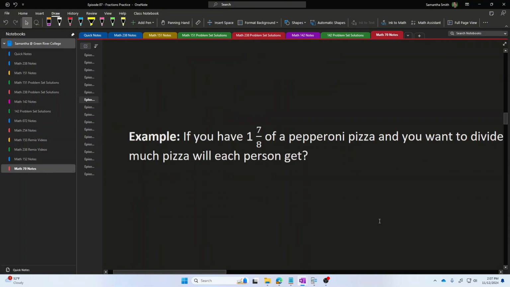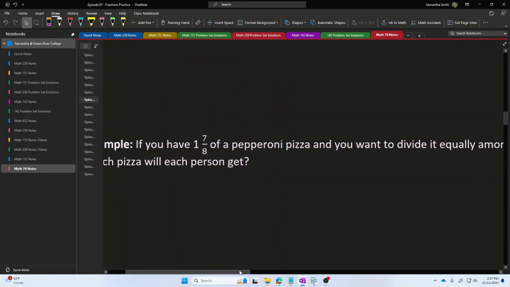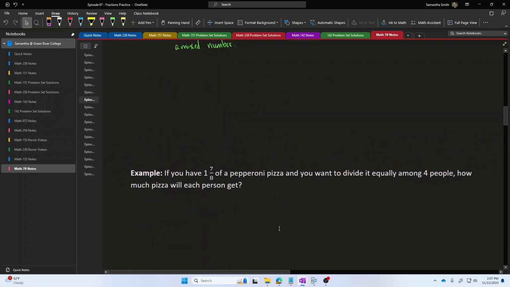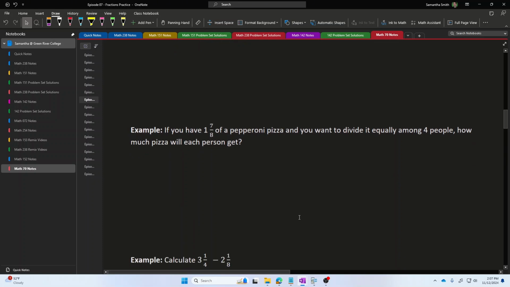Somebody says I have 1 7/8 of a pepperoni pizza, and I want to divide that pepperoni pizza equally among 4 people. If that's what I wanted to do, how much pizza would each person get? So this is a problem involving a mixed number because I have 1 7/8, one whole pepperoni pizza, and 7 out of the 8 slices of another pepperoni pizza. And my goal is to divide that by 4.